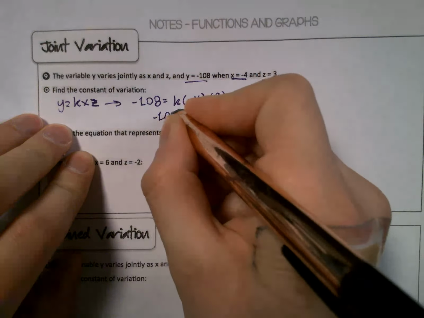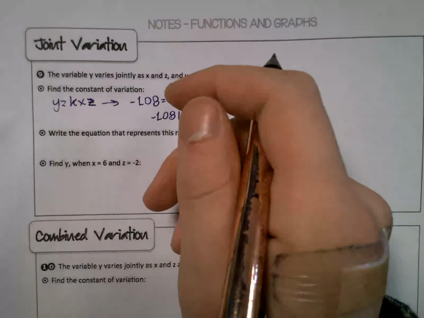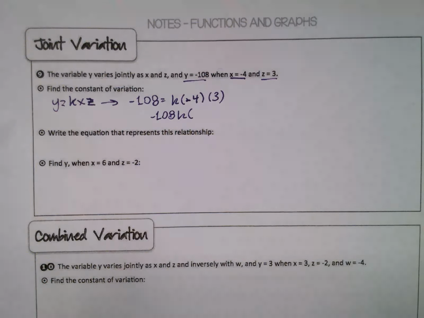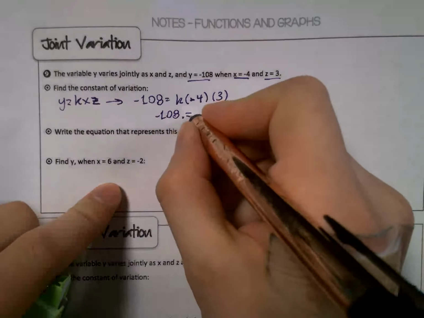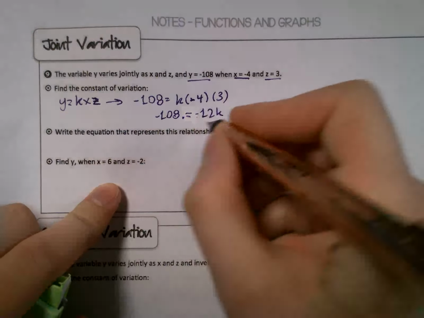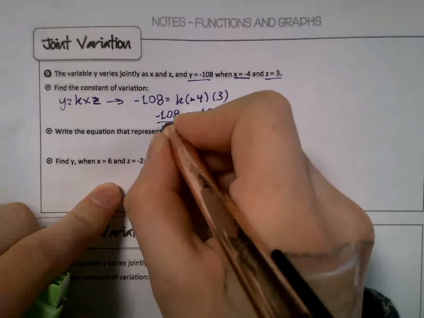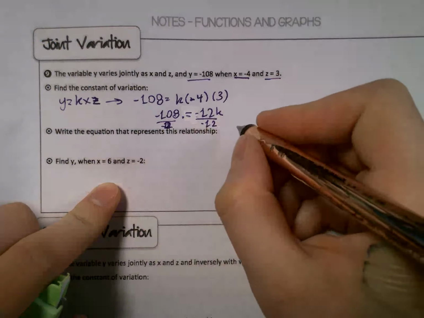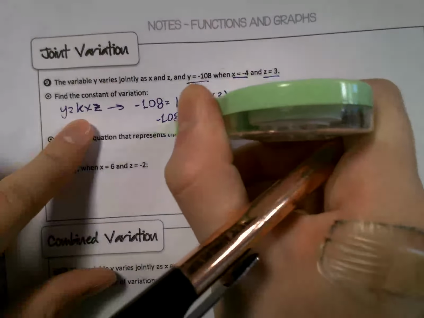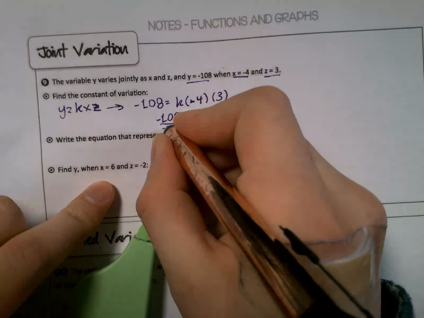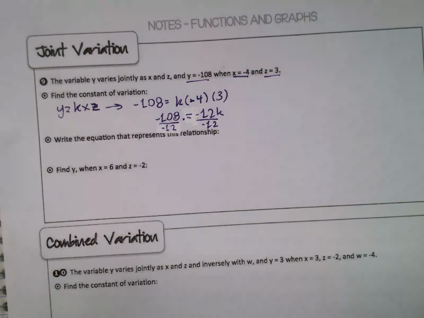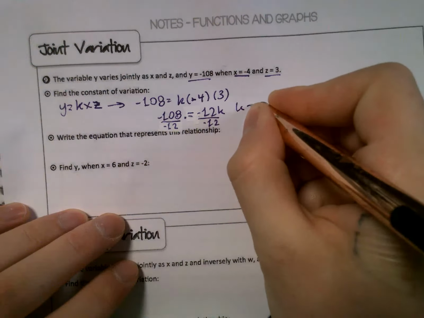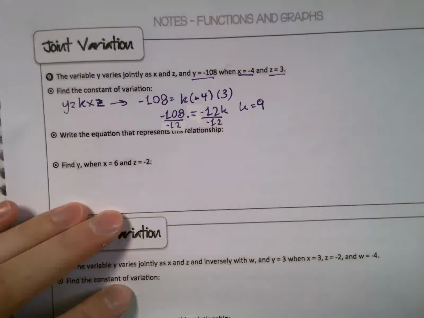Which simplifies to negative 108 equals negative 12k. Sorry, I forgot the equal sign there. We divide by negative 12 on both sides. I'm going to rewrite that so it's a little clearer. That negative 12 gives me k equals 9. All right, and there's your answer for the first one.